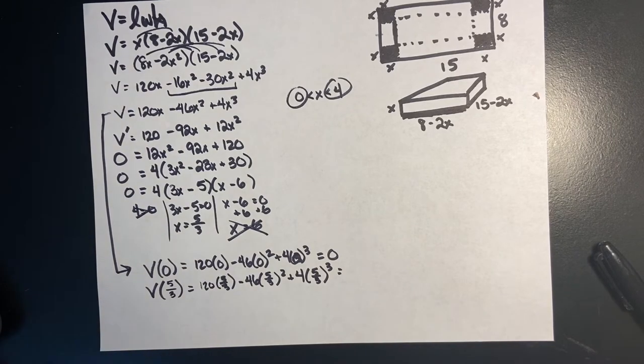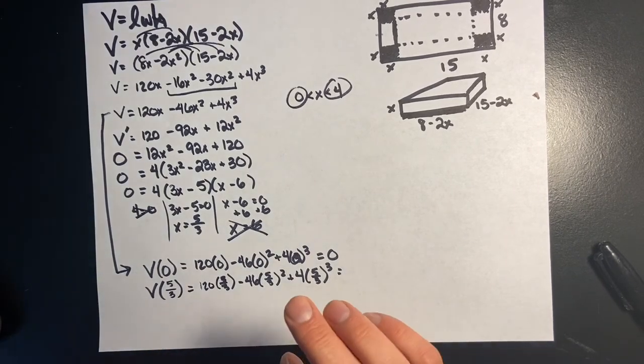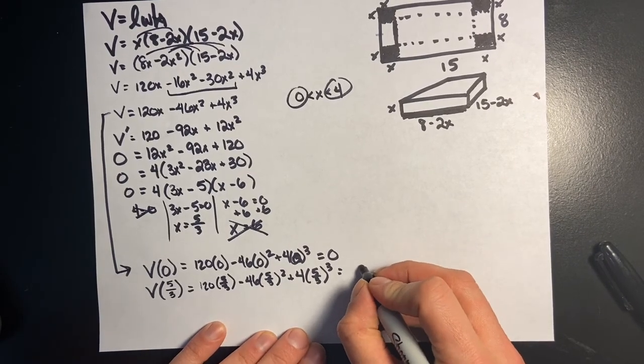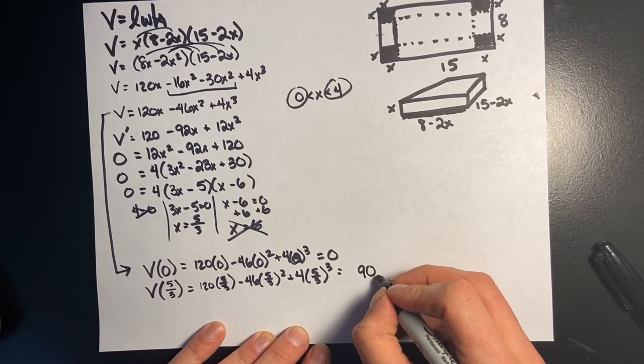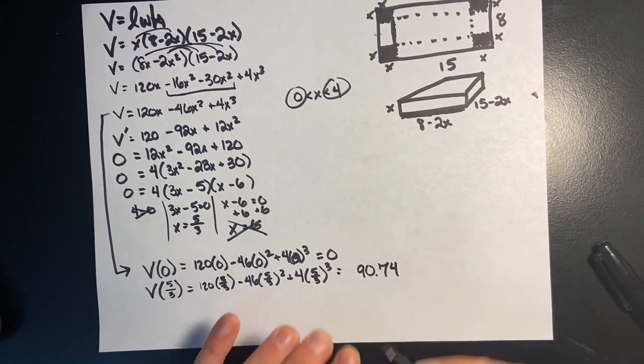While I do this, I'm sure you're all getting out your calculators and doing the same thing. I trust that you are. Type it away. See what I got. I got 90 something. 90.74074. So I'll call it 90.74.